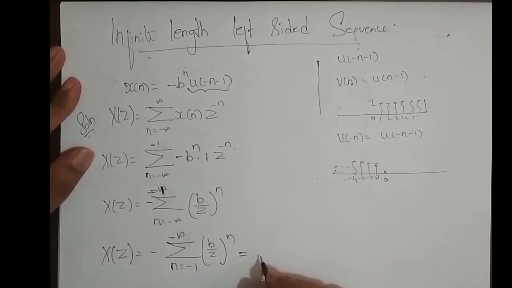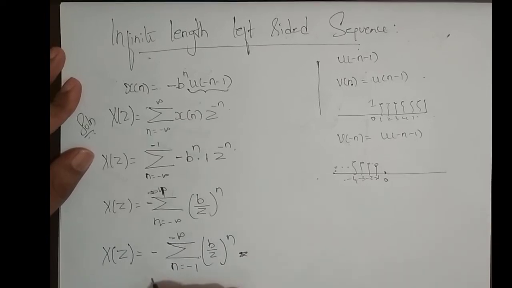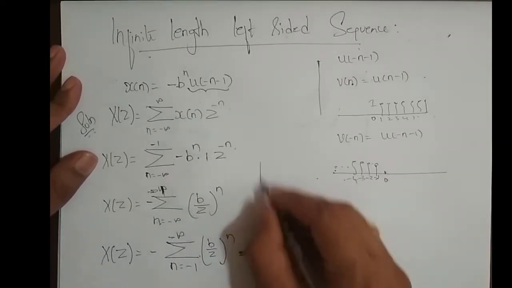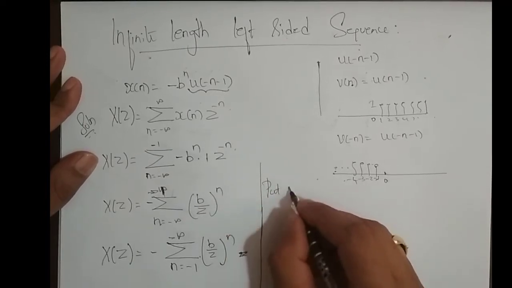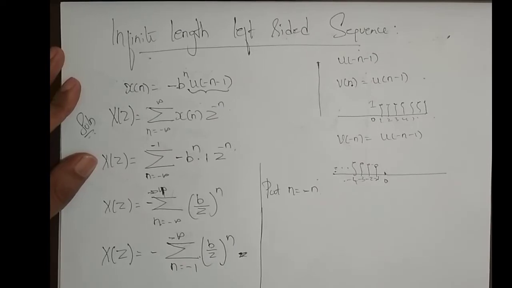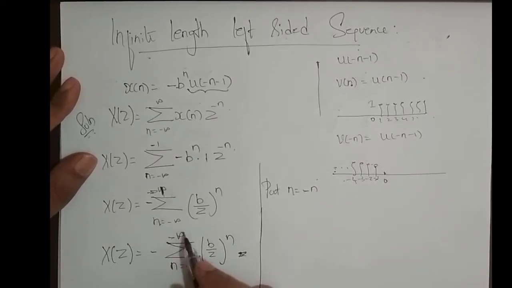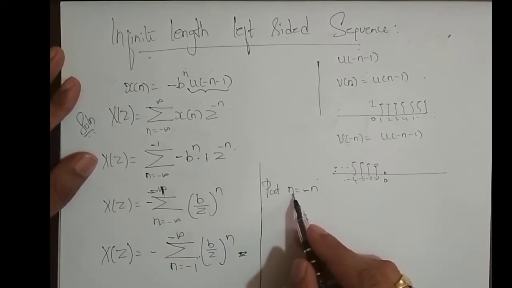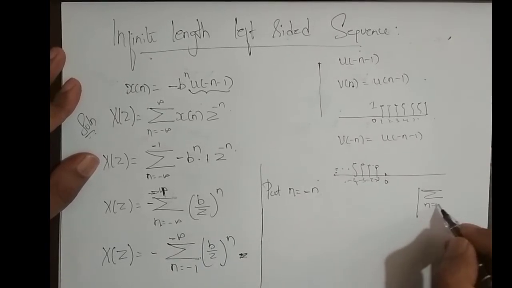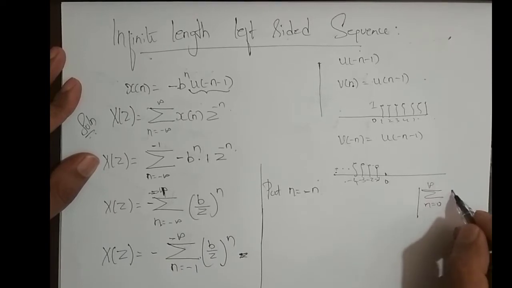What I'll do is put n equal to minus n in the equation. Wherever n is there, I'll replace it by minus n. Why am I doing this? Because I want this to be positive infinity. I have negative infinity, so I want to convert it to positive infinity. The reason is that I want to bring it into the standard form, summation n varying from 0 to infinity of alpha power n.